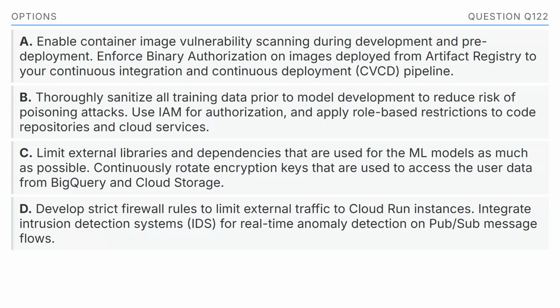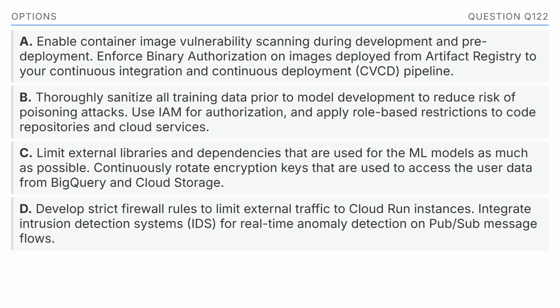The options are: Option A, enable container image vulnerability scanning during development and pre-deployment. Enforce binary authorization on images deployed from Artifact Registry to your continuous integration and continuous deployment, CI/CD, pipeline. Option B, thoroughly sanitize all training data prior to model development to reduce risk of poisoning attacks. Use IAM for authorization, and apply role-based restrictions to code repositories and cloud services.